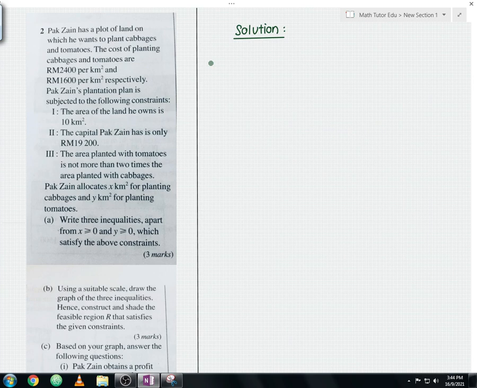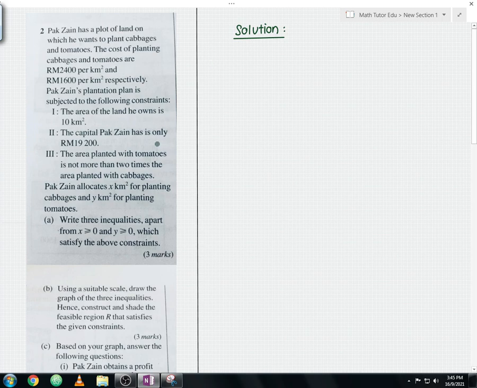Okay, let me read the question now. Pak Zain has a plot of land on which he wants to plant cabbages and tomatoes. The cost of planting cabbages and tomatoes are 2,400 ringgit per kilometer square and 1,600 ringgit per kilometer square respectively. Pak Zain's plantation plan is subjected to the following constraints.